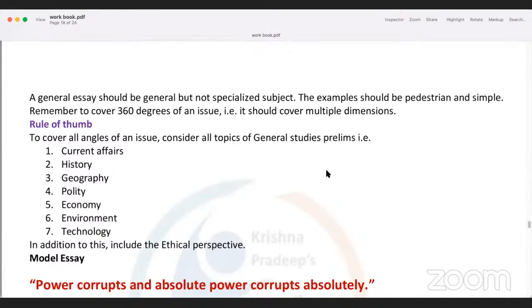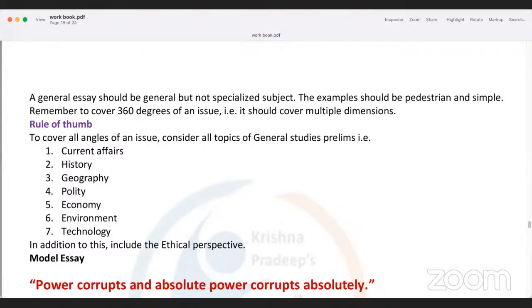So a general essay should be on a general, not a specialized, subject. And the example should be pedestrian and simple. Whatever example you give in the general essay paper should be pedestrian, very simple, down to earth. Pedestrian means a very normal example should be given. Do not give an over-the-top example which cannot be understood by a normal person. You should give quite common examples while answering a general essay paper.